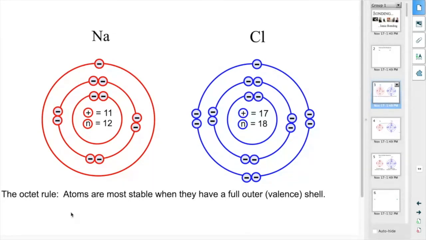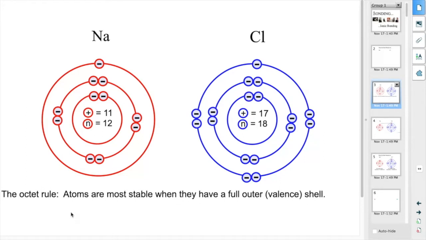So we're going to be referring quite a bit to the octet rule, maybe not even referring to it, but we're going to be just using it to justify how to make atoms happy. So we've got a sodium saying, I'm so sad, I want to get rid of an electron, and a chlorine saying, I'm so sad, I wish someone would give me an electron.